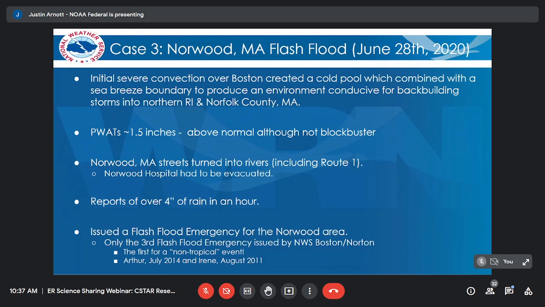So in Norwood, Massachusetts, which is about 15 minutes south of Boston, the streets turned into rivers, including Route 1. The Norwood Hospital had to be evacuated. There were reports of over 4 inches of rain in 1 hour. And this was only the 3rd time the Boston office has had to issue a flash flood emergency, and the first for a non-tropical event. The first 2 being Arthur and Irene.